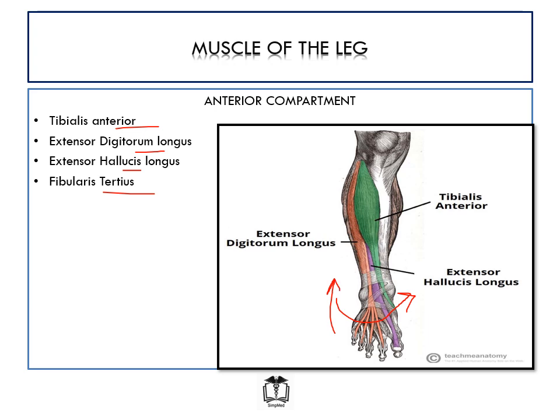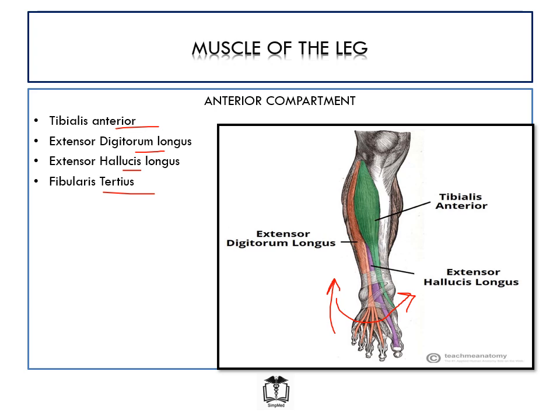In terms of the extensor digitorum longus, its origin tends to be also on the lateral tibial condyle, as well as the anterior surface of the tibia and the interosseous membrane. It inserts at the extensor expansion or dorsum of the lateral four toes, and it performs the function of extension of the toes and dorsiflexion of the foot. So it helps in also dorsiflexing the foot aside from extending the toes.